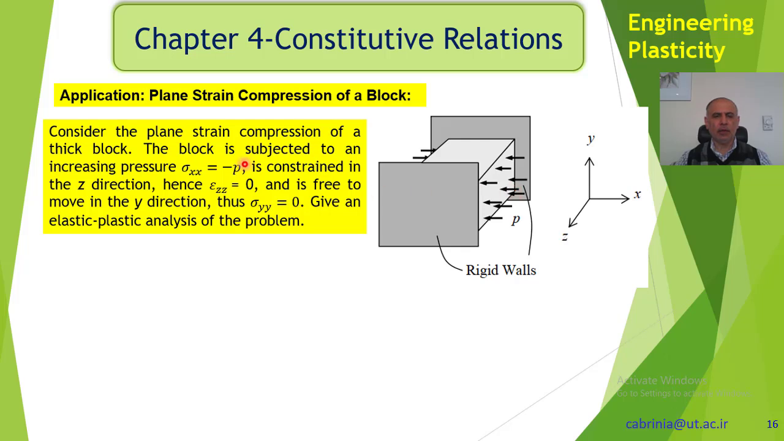Therefore we have stresses in two directions, x and z. So that's why we say it's a plane strain, because we have restricted it from moving in one direction, and it can only move in two directions, that is the x direction and the y direction. That is the problem. So we have sigma x equal to minus p, epsilon z equal to 0, and sigma y equal to 0.